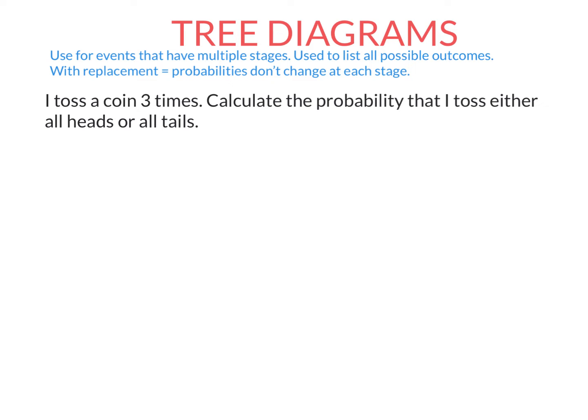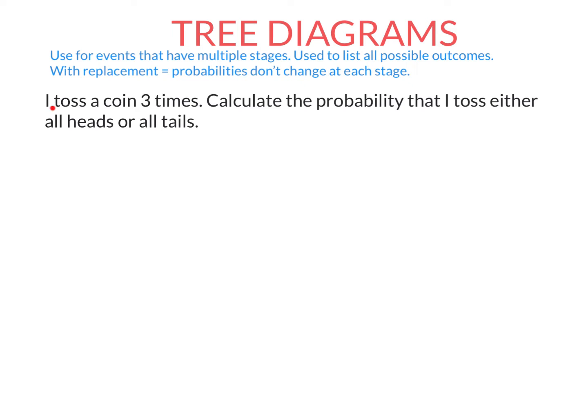Whereas Venn diagrams and two-way tables are used in probability when you have two or more sets, tree diagrams are used in probability when you have two or more stages to the events. We use them to list all the possible outcomes. In this video, we're going to look at tree diagrams where the experiment is done with replacement, which basically means the probabilities don't change at each stage. These things probably don't make a lot of sense, but hopefully they will after we do an example.